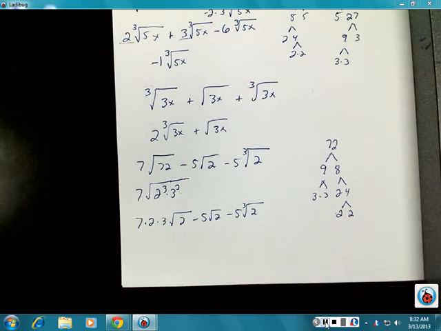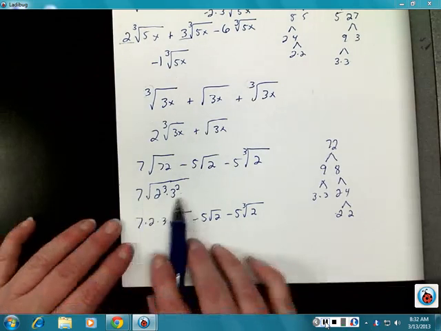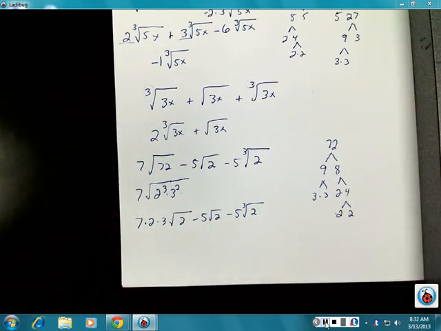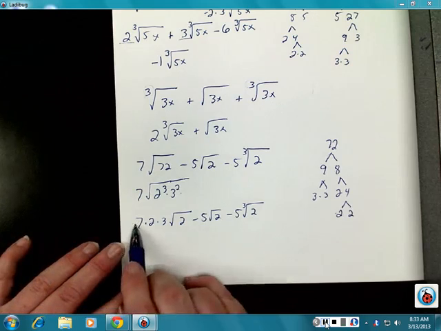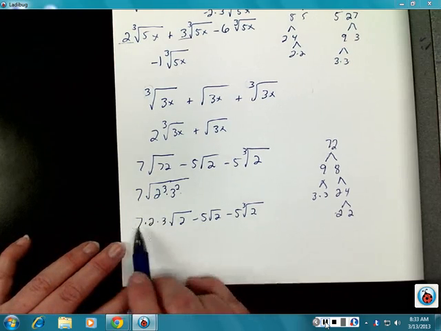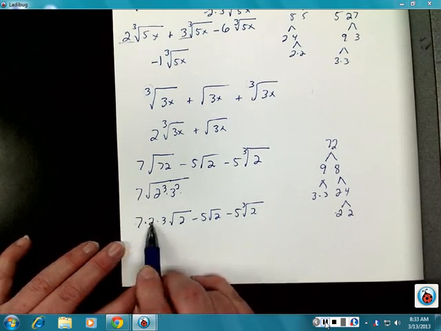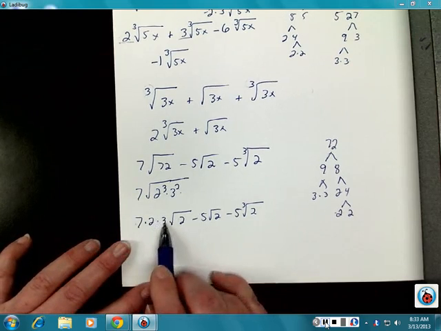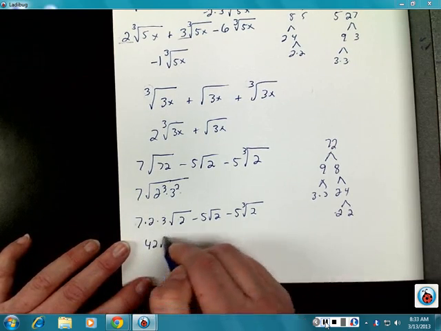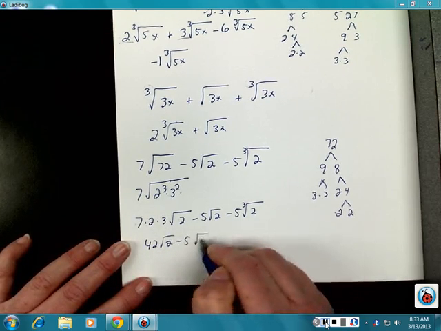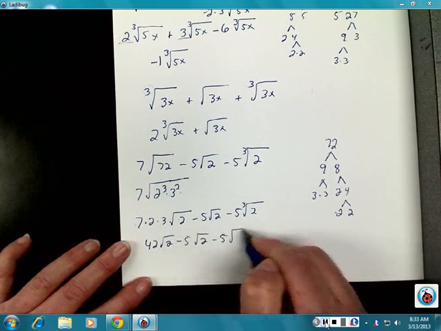Alrighty. Everybody get it broken down? What did you pull out? A 2? And we pulled out a 3. Yep. So then I need to take this piece that's in the front of here and multiply it together. 7 times 2 is 14. 14 times 3 is 42. Minus 5, the square root of 2, minus 5, the cube root of 2.